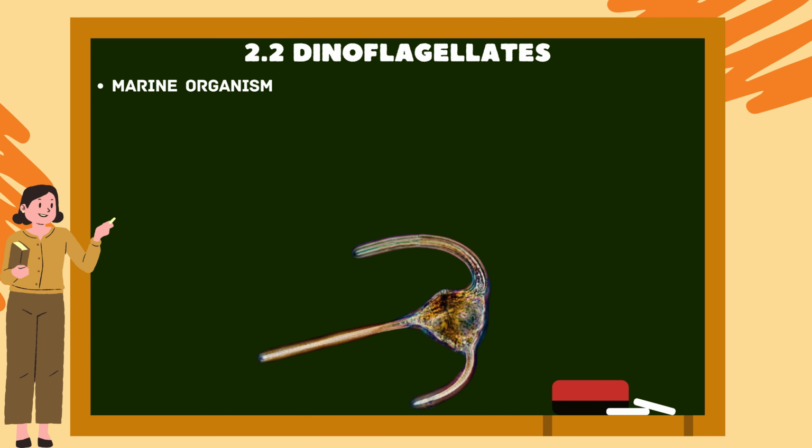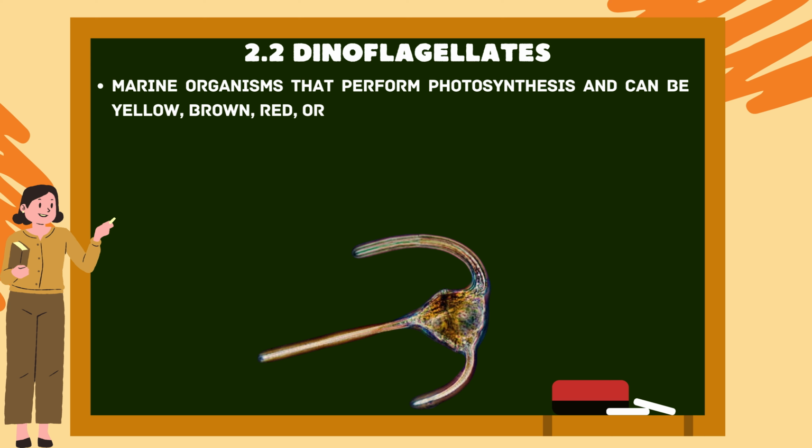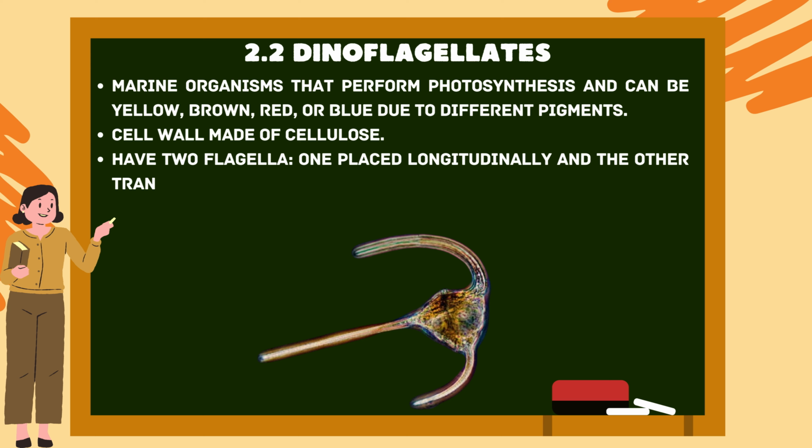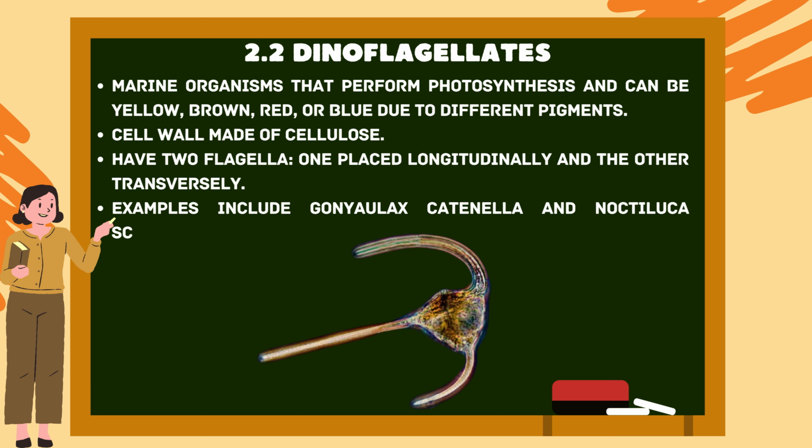Dinoflagellates. This type of organism is marine and performs photosynthesis. They can be different colors, for example yellow, brown, red or blue. The appearance of colors is due to the presence of different colored pigments in the cell of dinoflagellates. The cell wall is made up of cellulose. They have two flagella, with one flagellum placed longitudinally and the other placed transversely. Some of the examples are Gonyaulax and Noctiluca scintillans.